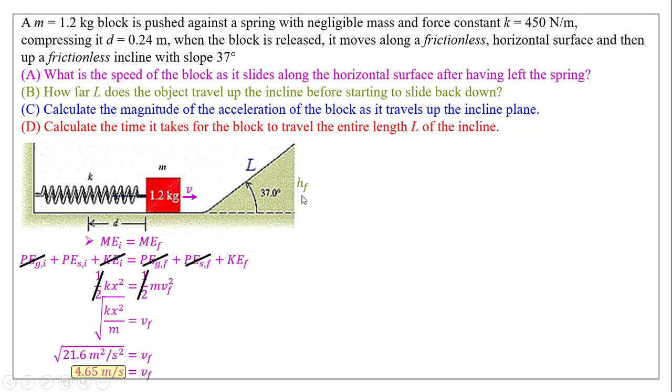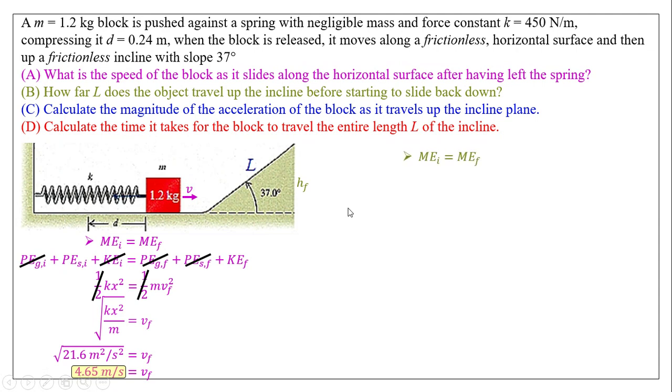Here I call this HF because this is the final height. The box eventually will rise to some height before it comes back down. Well, what I can do is find the height, and once I know the height, I can find L because this is just a triangle. The angle is given, so to find L, all I need is one of the legs. Here in this case, I can find H because there's energy involved, so there's height involved.